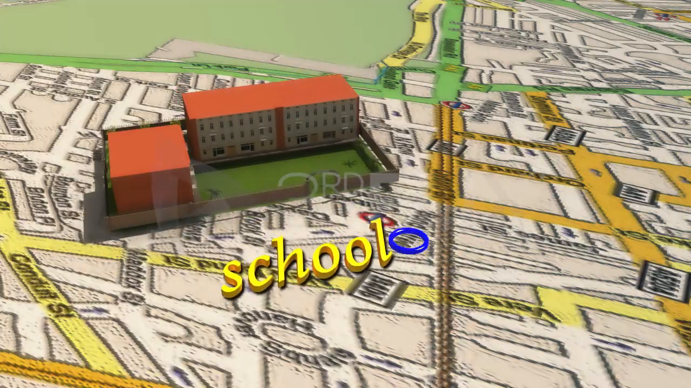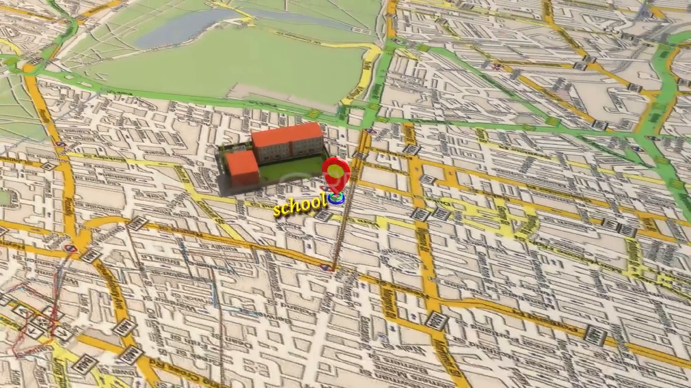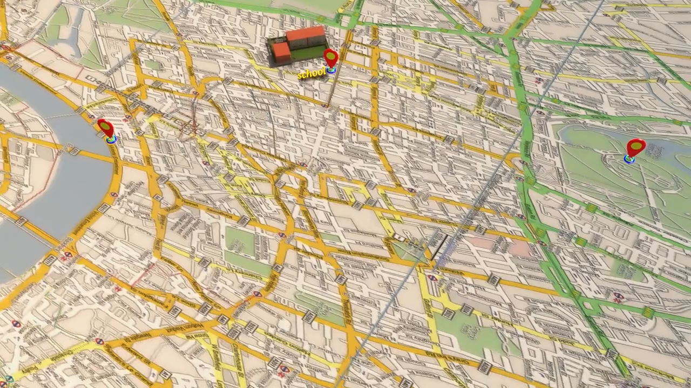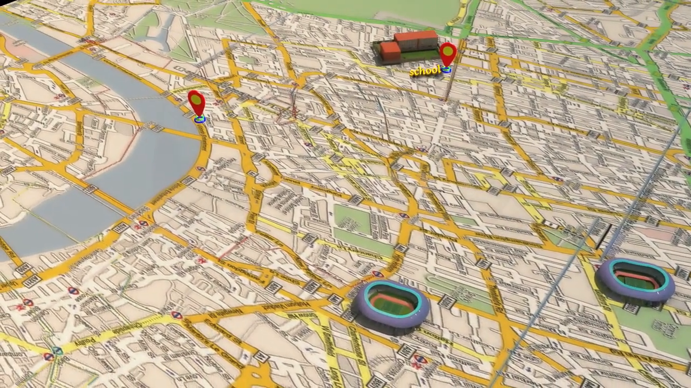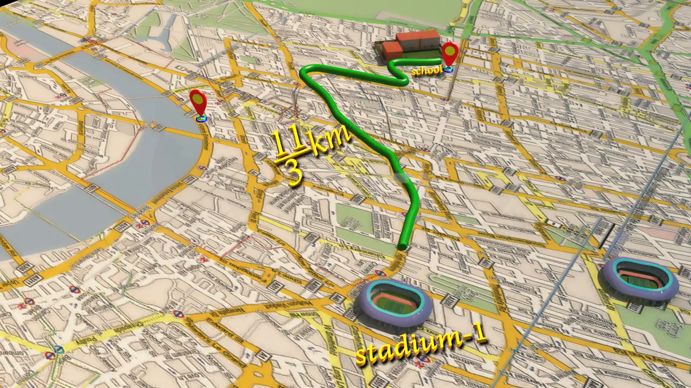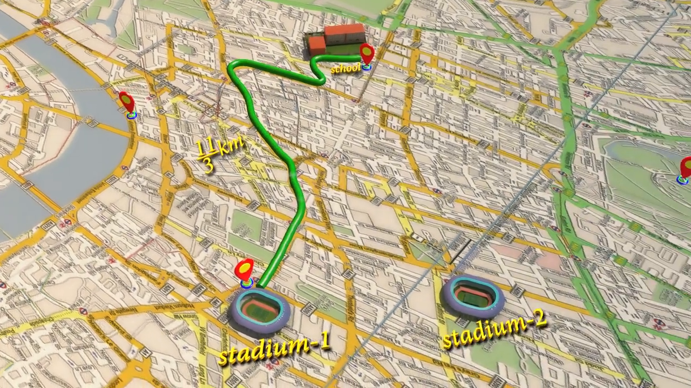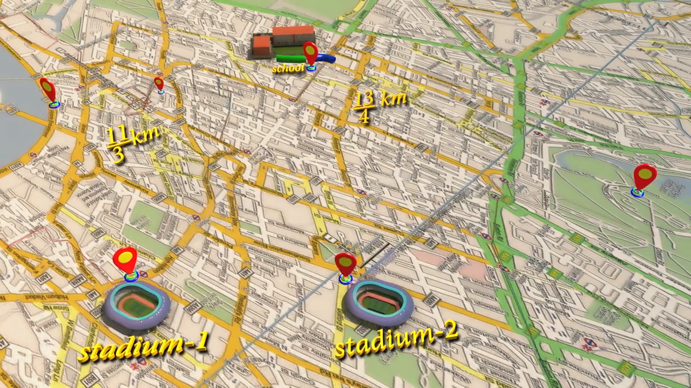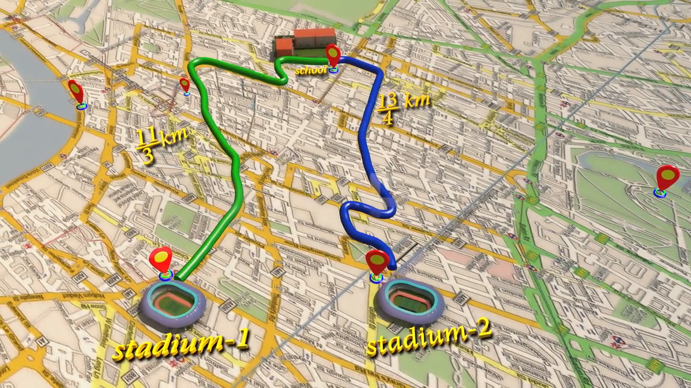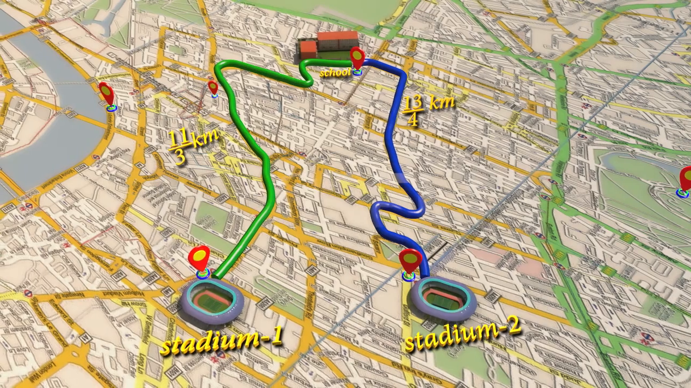An international school is going to conduct a cricket tournament for their children, and there are 2 stadiums nearby the school. Stadium 1 is at 11/3 kilometers and Stadium 2 is at 13/4 kilometers. Then which stadium is more convenient for children to travel from school?